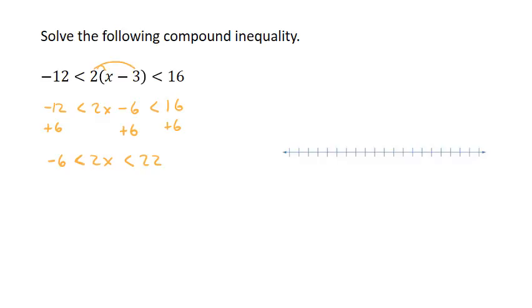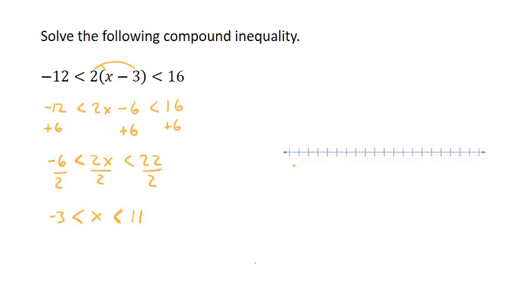Okay, so I added 6 to each part. Now the last thing to get x by itself is to divide by 2. So whatever I do to one piece, I have to do to all the other pieces. Negative 6 over 2 is negative 3. It is less than x, which is less than 22 over 2, which is 11. So this statement finally says, now that I've got an x by itself, that x is greater than negative 3, but less than 11.